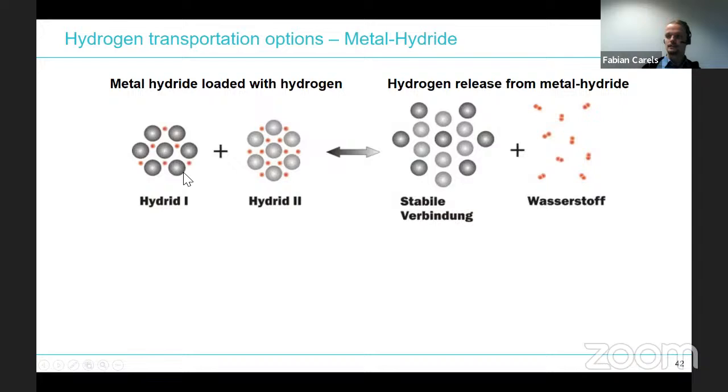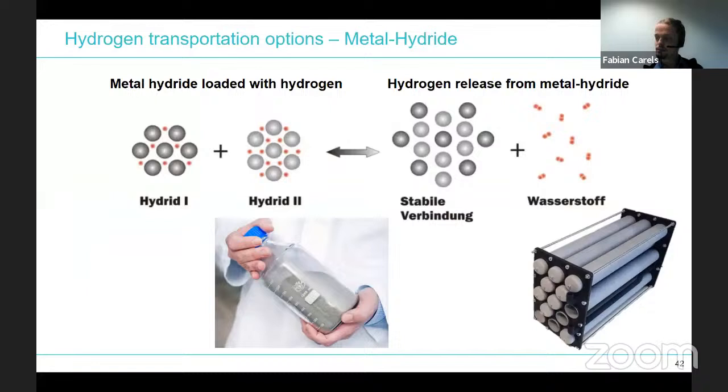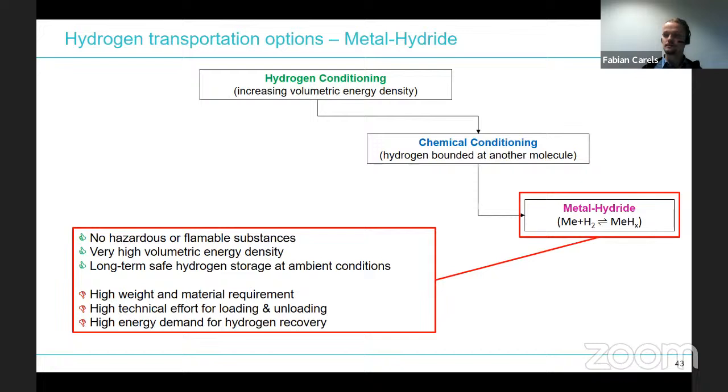And it's also possible here to release the hydrogen from the metal hydride, but we also need huge amounts of heat to release it. This is how it looks in practice. So it's more of a metal powder, and you can fill this metal powder, these metal hydrides, for example, in tanks, and then you have a pretty high volumetric storage density for the hydrogen. The metal hydrides are not dangerous or flammable substances, so pretty easy to handle in this regard.